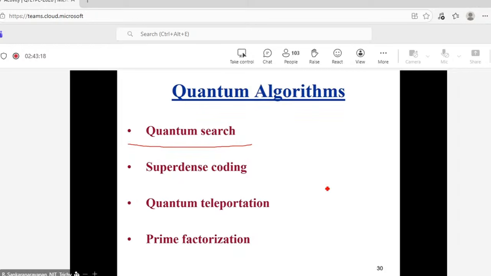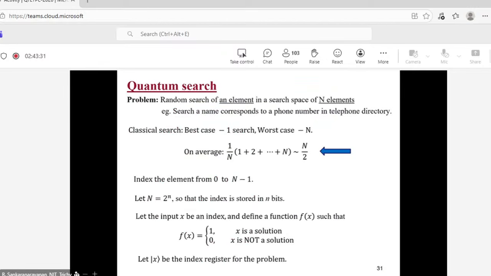Because of want of time, I'll cover just the search. Here we are going to demonstrate an algorithm based on quantum principles which will be better than the classical counterpart. So what is the problem here? Suppose you have a set of n elements, and you want to search for one item randomly. Essentially it's a problem of random search of an element in a search space of n elements. It is something like searching for the name corresponding to a phone number in a telephone directory.